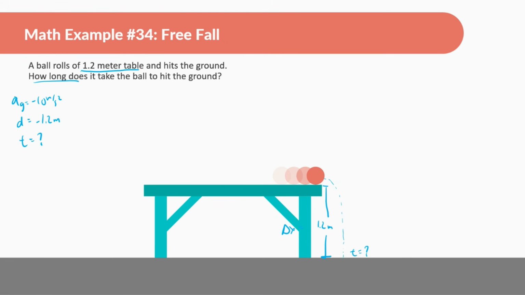What else are we missing? Oh yeah, it starts with the initial velocity of 0 because it just rolls off. Okay, so we should first know that the formula is 1/2 acceleration of gravity times time squared.